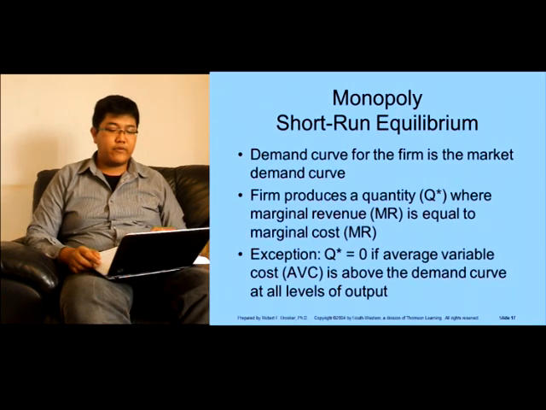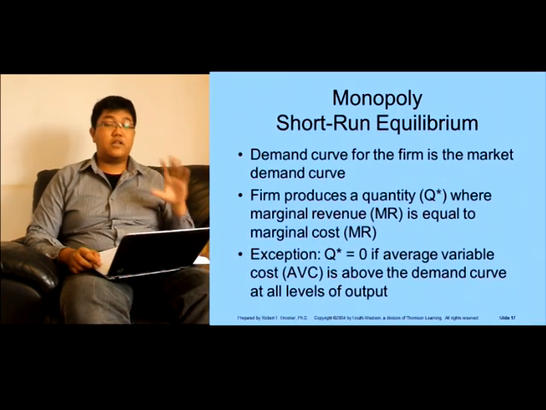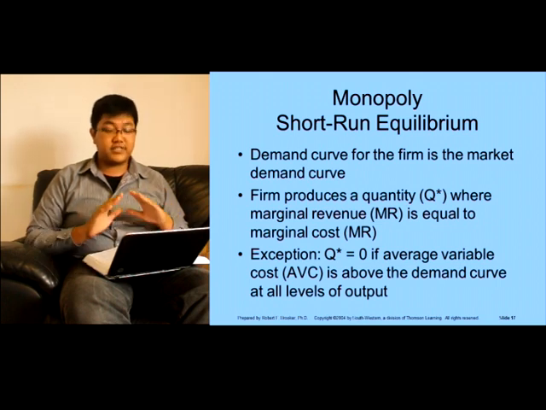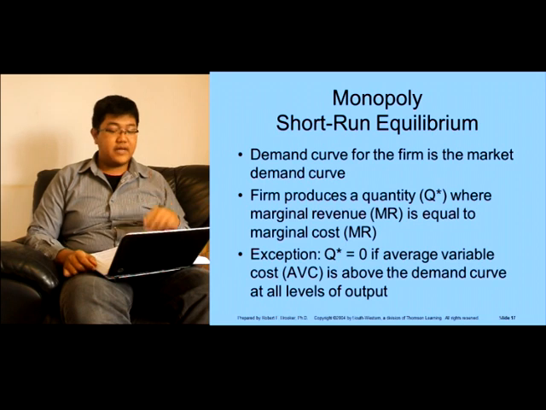And here is the short-run equilibrium in monopoly. The demand curve for the firm in the monopoly is the market demand curve. So, the firm chooses a quantity where marginal revenue is equal to marginal cost. But there is an exception, which is Q equal to 0 if average variable cost is above the demand curve at all levels of output.